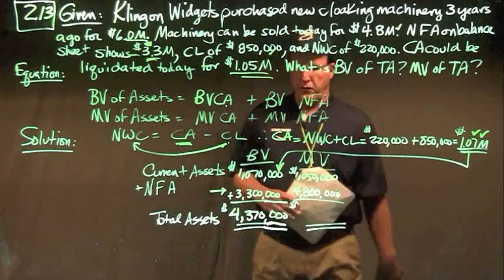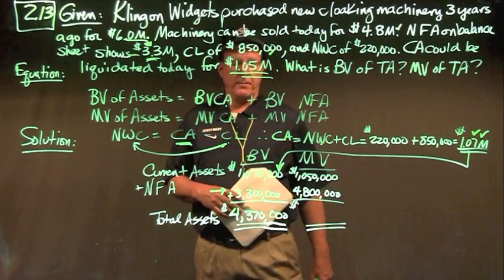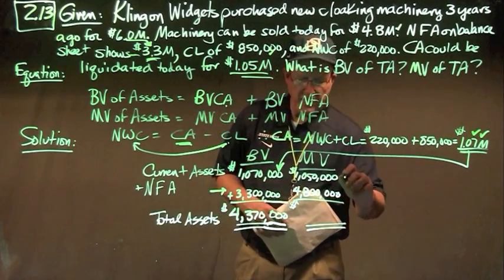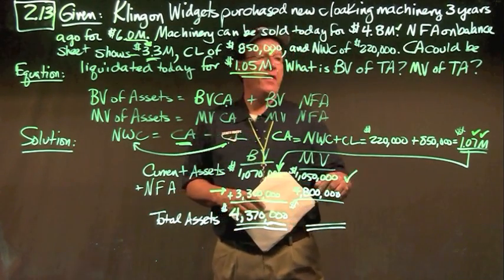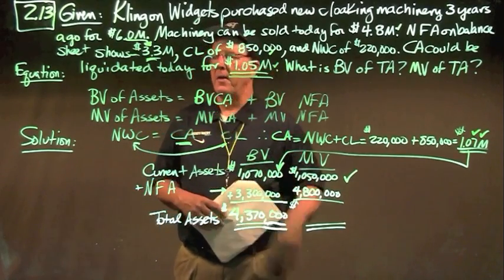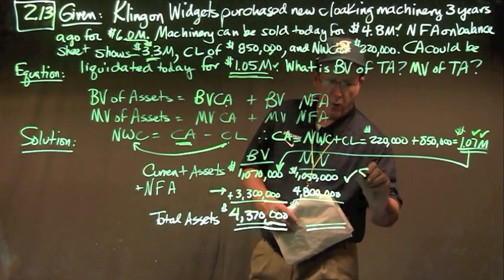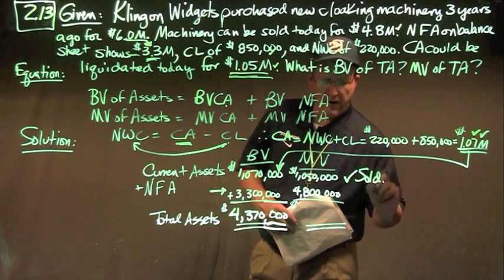Now I need market value. What could we sell those things for today if we put them out on the market on eBay or tried to sell them at auction? Current assets, $1.05 million. That is given to us up above right here. So I write that in. That's my current assets, could be liquidated today, sold for $1.05 million.